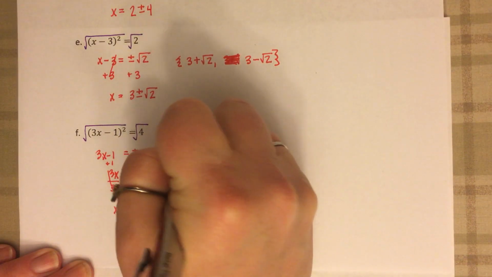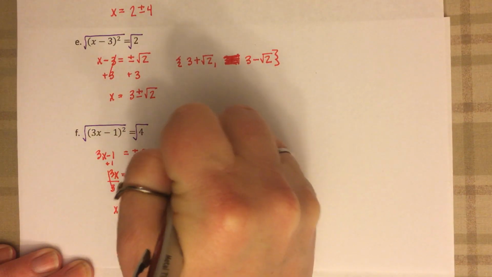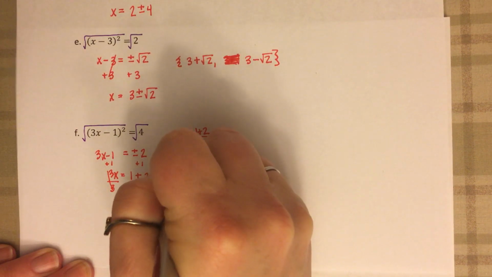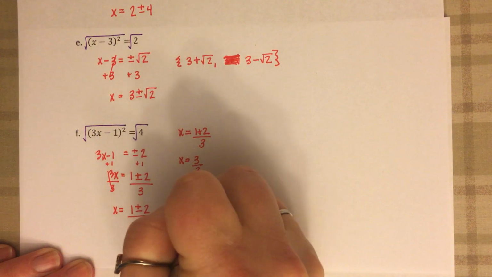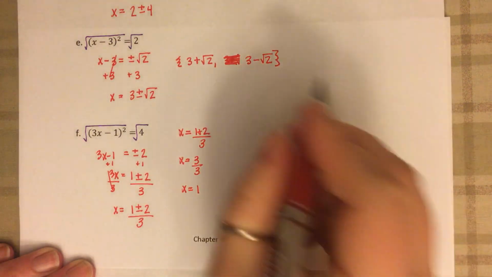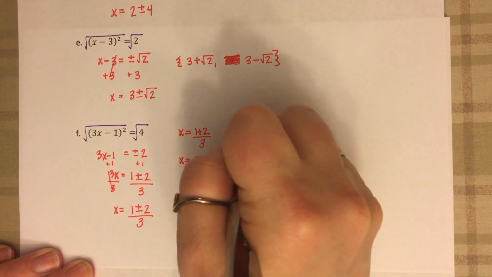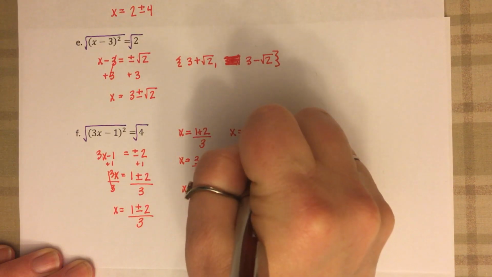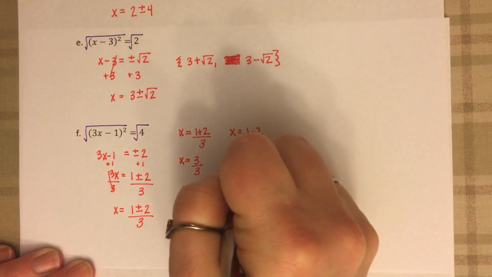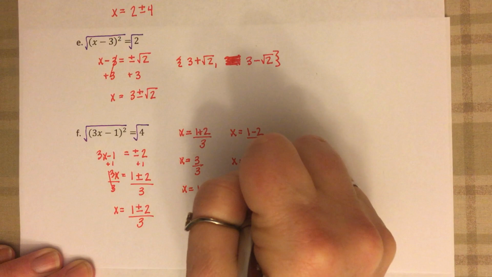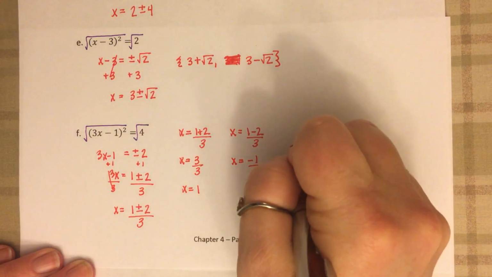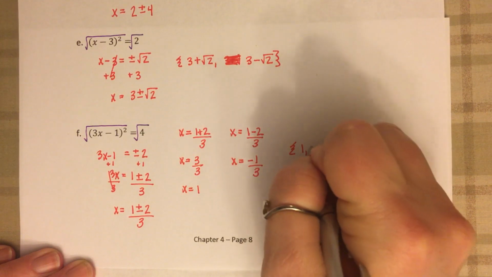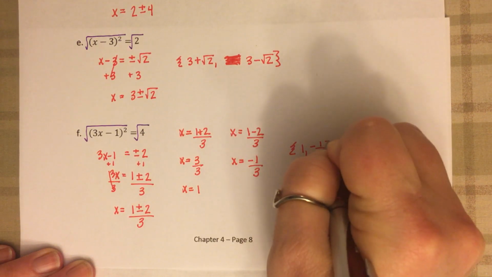So x is going to be equal to 1 plus 2 over 3. 1 plus 2 is 3. 3 over 3 is equal to 1. Or x is going to be equal to 1 minus 2 over 3. 1 minus 2 is going to give us a negative 1 over 3. So our final solution set for this case is going to be 1 comma negative 1/3.